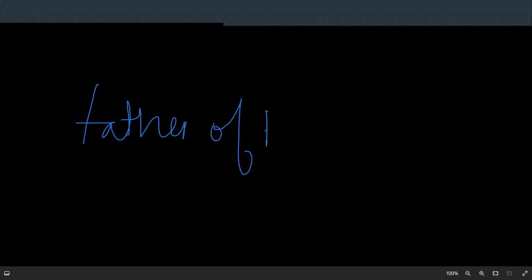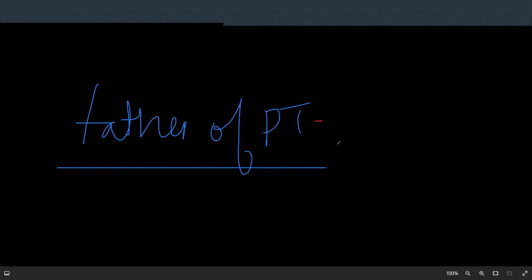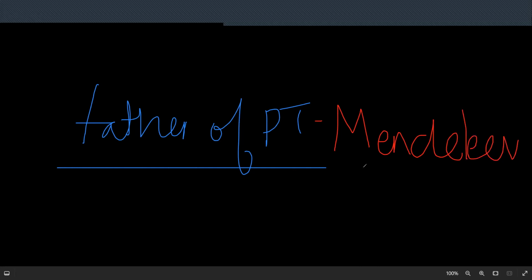So now let's learn about the father of the periodic table. Who might be the father of the periodic table? Make your guess. If you said Moseley, you are wrong. Moseley is not the father of the periodic table. The father of the periodic table is Mendeleev. Why? Because he created the first successful periodic table.